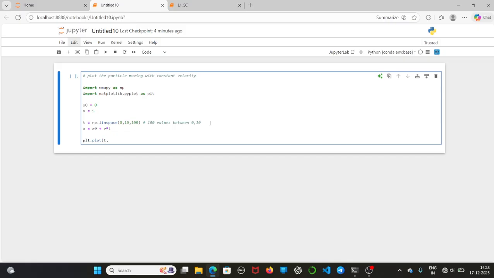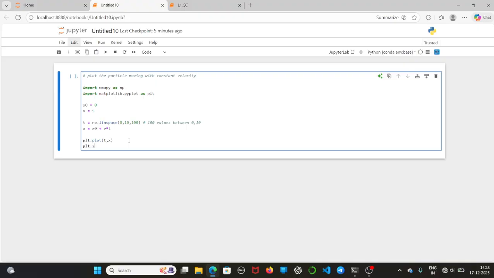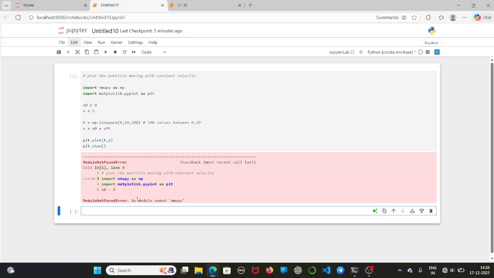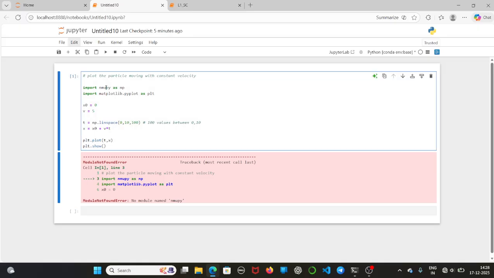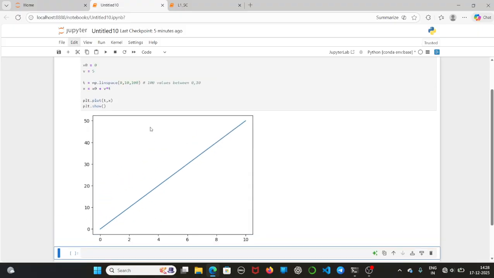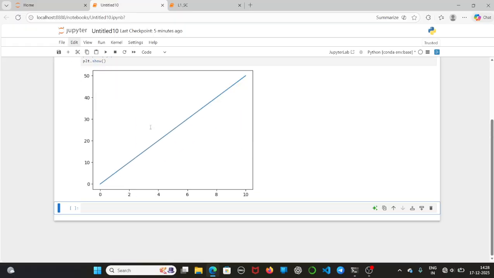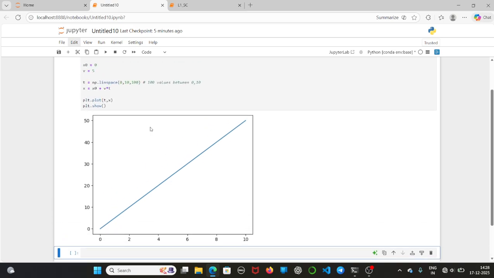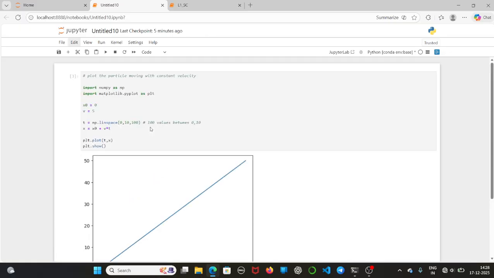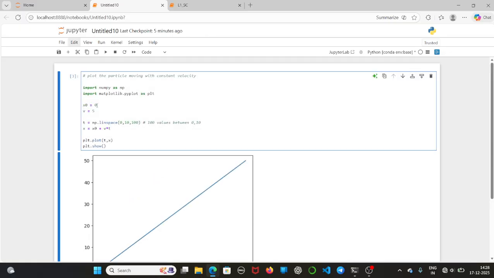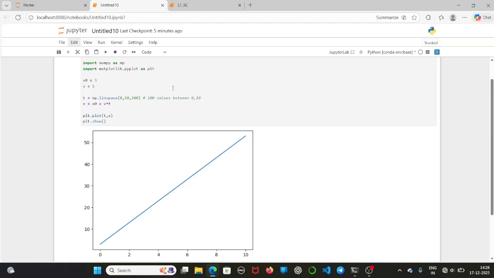I am going to write here t and x. I'm going to show you different variations. If I write plt.plot t and x, and plt.show, and if I press shift enter, so this is the straight line, right? Because the particle is moving with a constant velocity, the graph of x versus t of that particle is going to be a straight line.